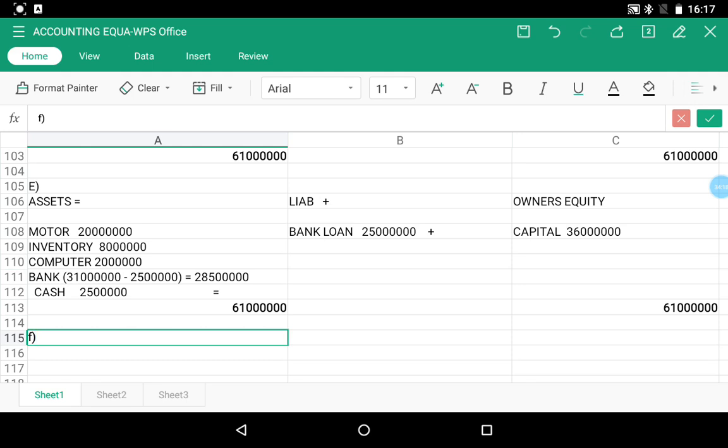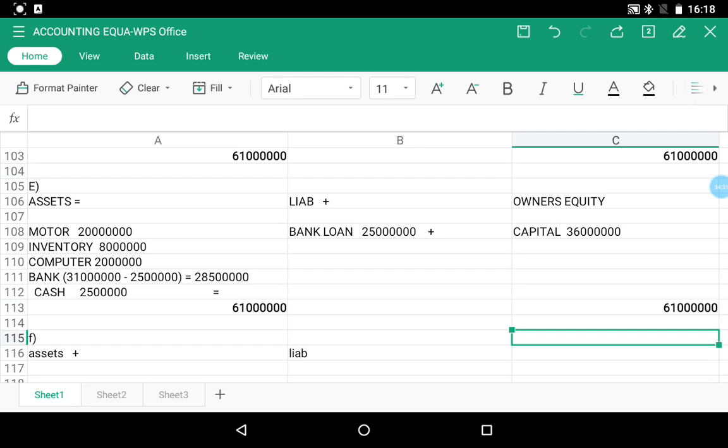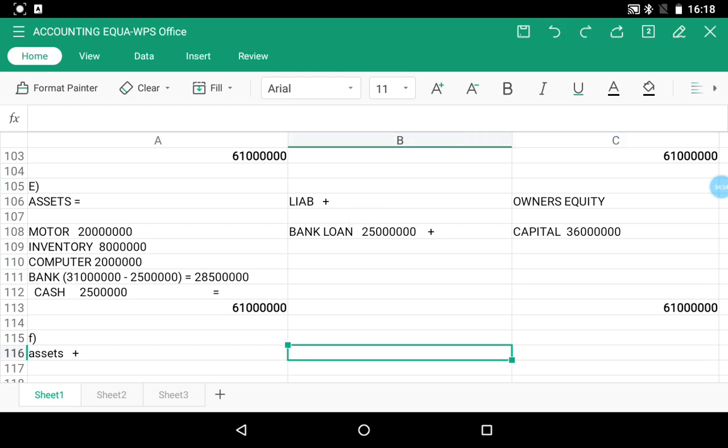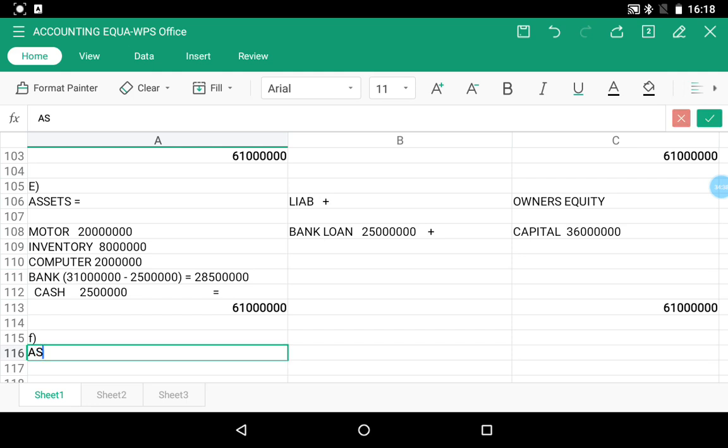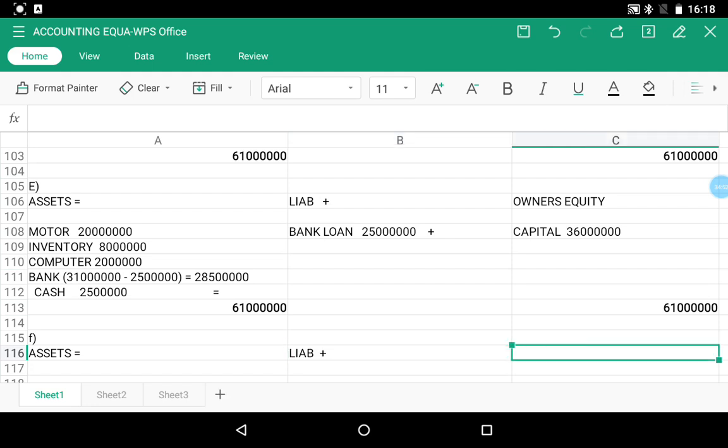So if it is part F, let's first state our accounting equation, which is assets equal to liabilities plus owner's equity.